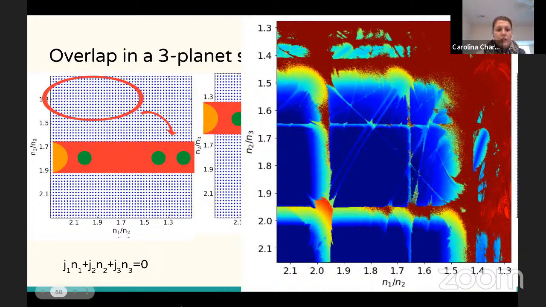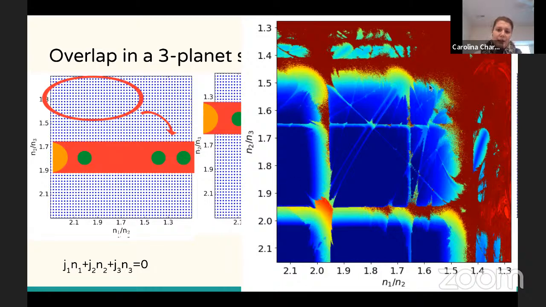So this expression, sigma1 n1, sigma2 n2, sigma3 n3, gives us the condition for a three-planet resonance. And so let's say that sigma3 is equal to 0, so we will be able to describe with vertical lines the commensurabilities between n1 and n2. So we get the mean motion resonances between planets 1 and 2, so innermost and middle. And the horizontal line is equivalent to having sigma1 equal to 0, so we have the mean motion resonances between the middle and the outer planet.